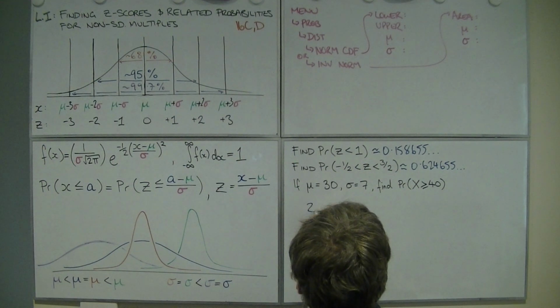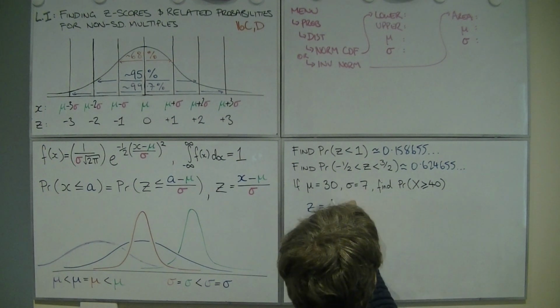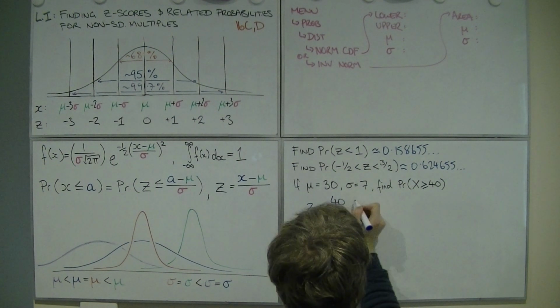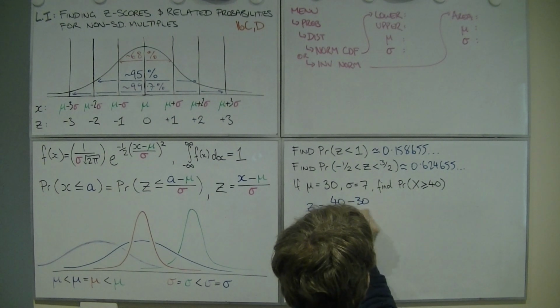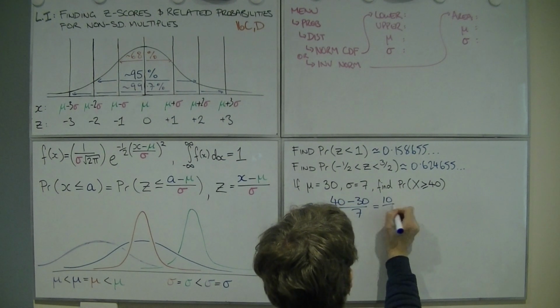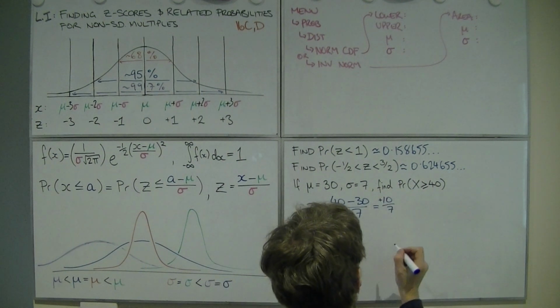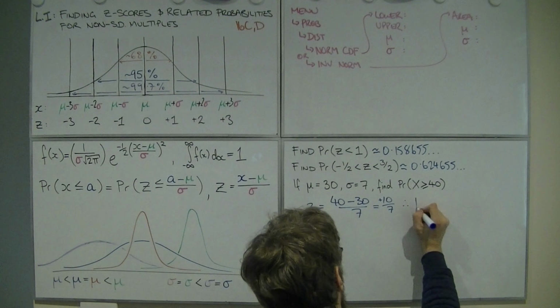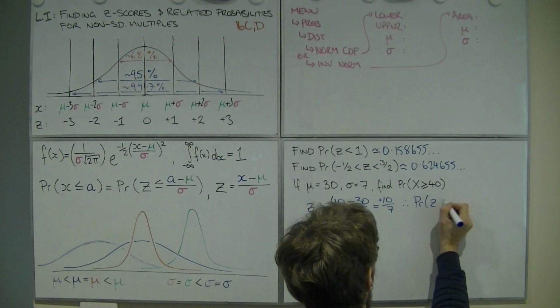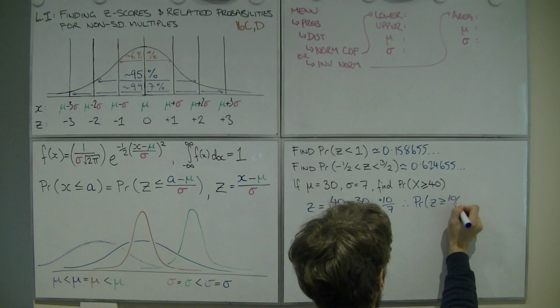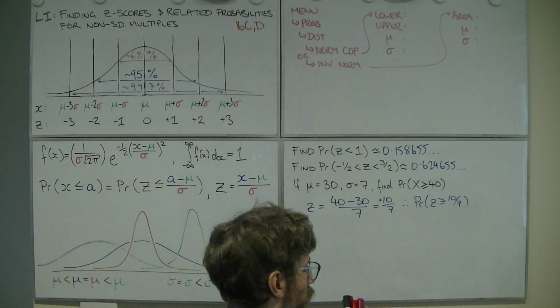So we've got z-score of interest is that what I wanted, 40? Yep. 40 minus mu over 7, which we know from before was 10 on 7. I want x to be bigger than this, and this is positive 7. Therefore, this is equivalent to asking what's the probability of z being greater than or equal to 10 on 7. Keep in mind the equals won't actually do anything.